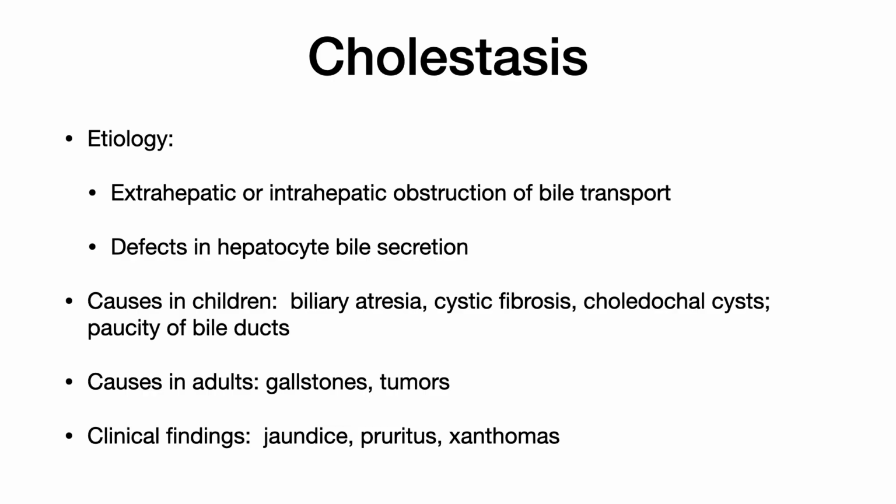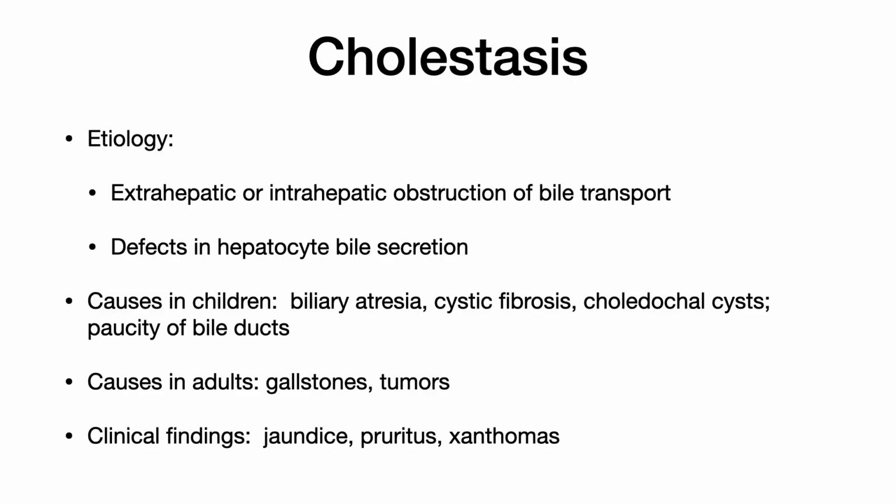So cholestasis. Basically this is stasis, a pooling of the bile. Any type of extrahepatic or intrahepatic obstruction of bile transport will cause this, or any defects in hepatocyte bile secretion. So you could see it in the hepatocytes or in the bile tracts. If the hepatocytes can't get rid of it, it's probably going to be in the hepatocytes. If the bile ducts are obstructed, it could be within the small bile ducts, as well as potentially within the hepatocytes and everything like that.